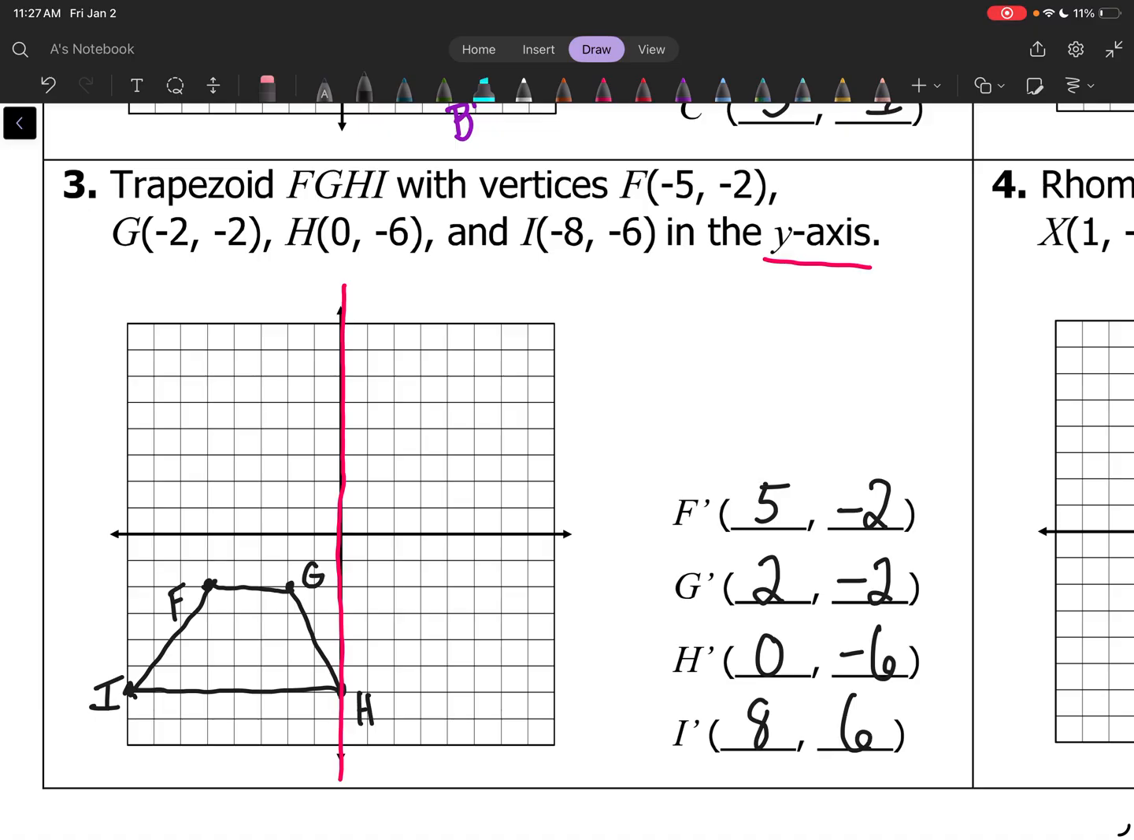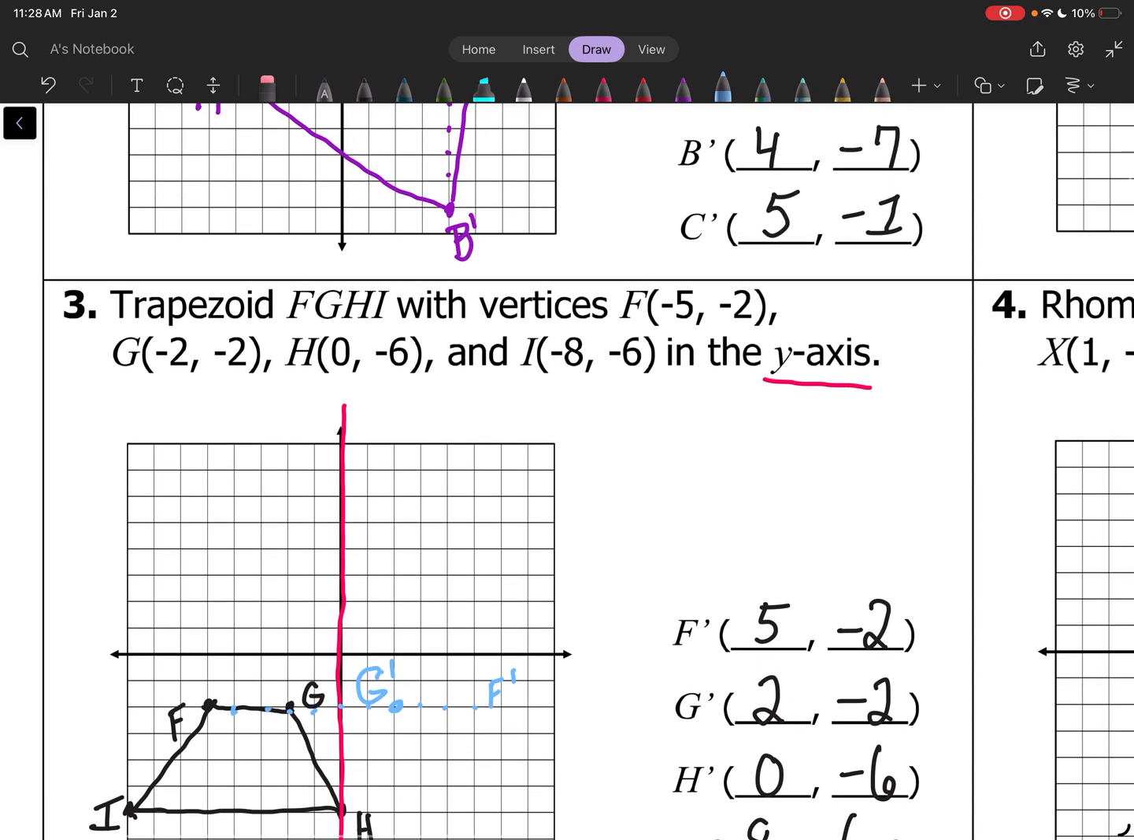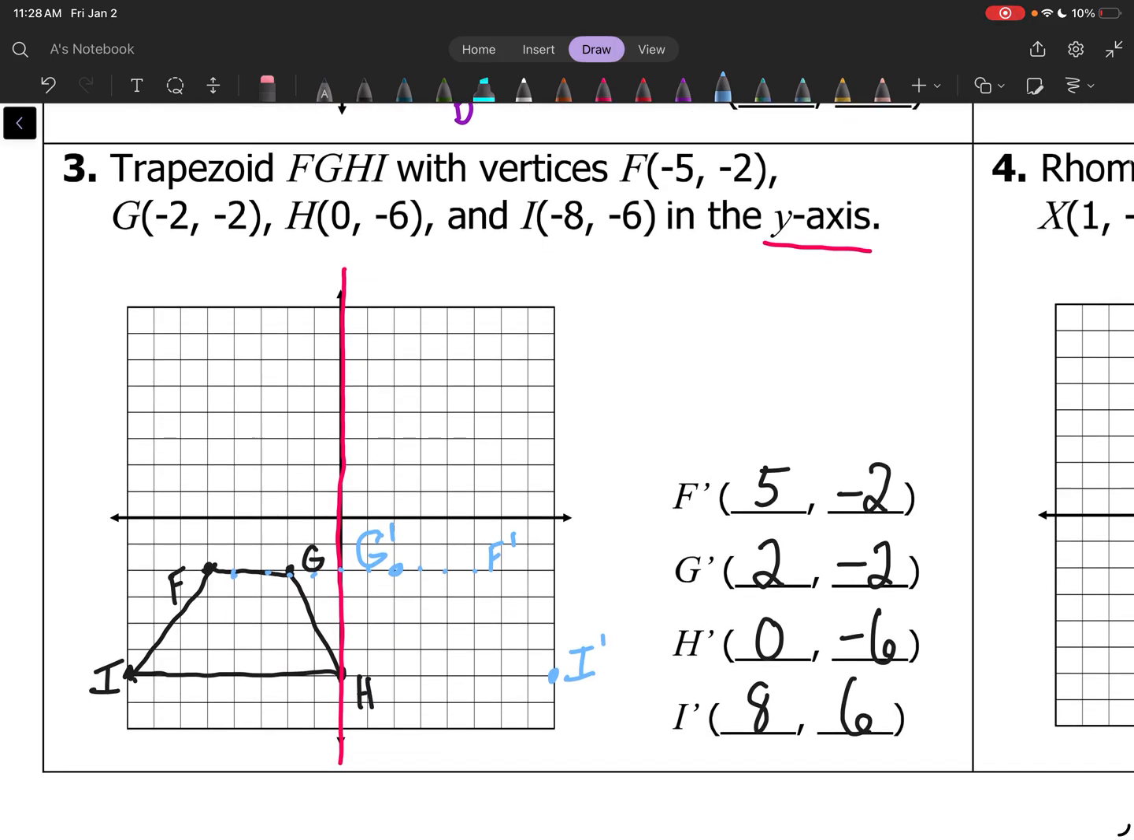Now I'm going to show you if we were to count out to my line of reflection from F: 1, 2, 3, 4, 5, 1, 2, 3, 4, 5. Image F, G is 2 away, I'm going to go 2 over. Here is image G. Here will be image I, and here will be image H.